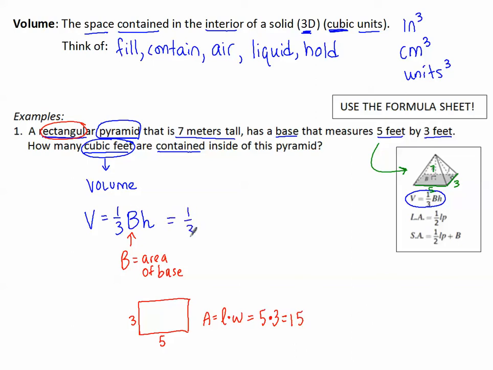So 1/3 times 15, and then the height of the pyramid, 7. Then we can compute that. 1/3 of 15 is 5. 5 times 7 is 35. Because we're using feet, I know I need to use feet, and it is cubic units. 35 cubic feet.